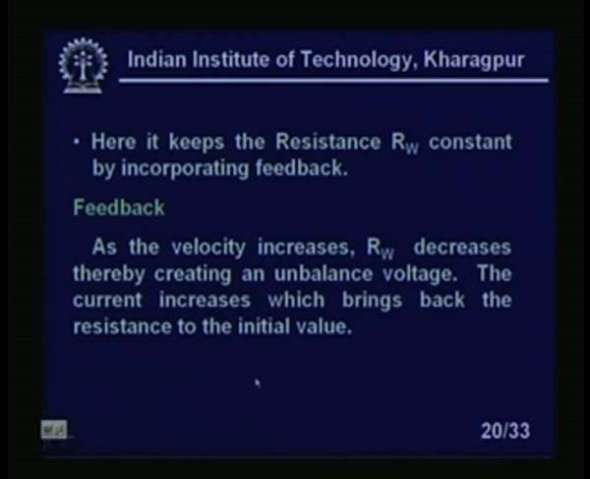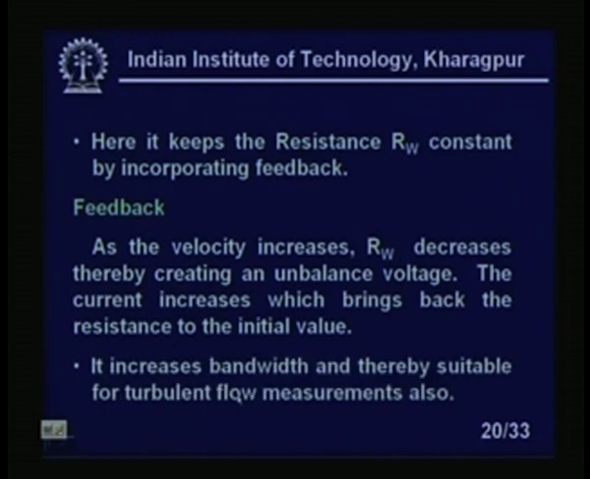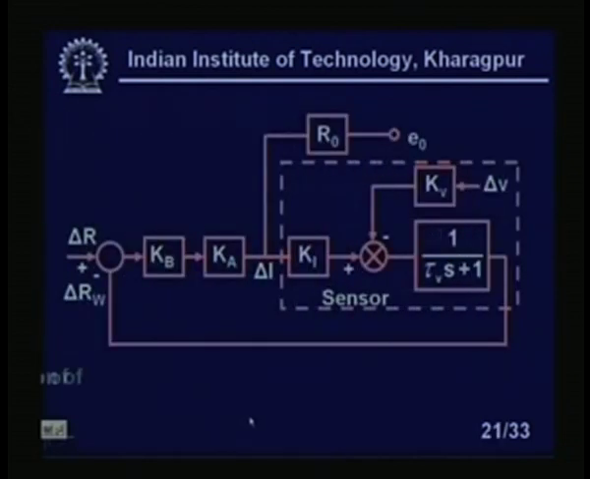Now, as the velocity increases, Rw decreases, thereby creating an unbalanced voltage, and the current increases, which brings the resistance back to the initial value, right. It increases the bandwidth and thereby is suitable for turbulent flow measurement also. Since we are using feedback, it is suitable for measurements of high frequency swirls and turbulent flow.